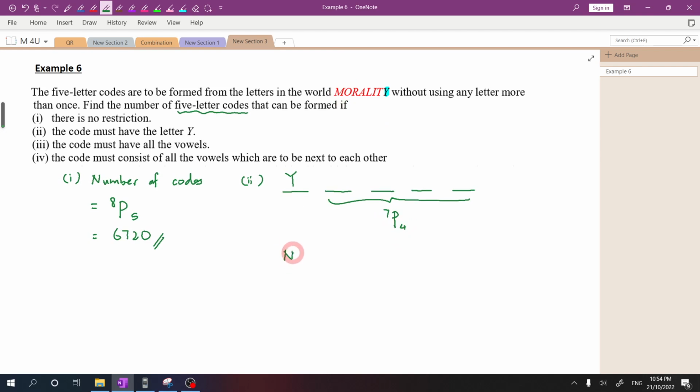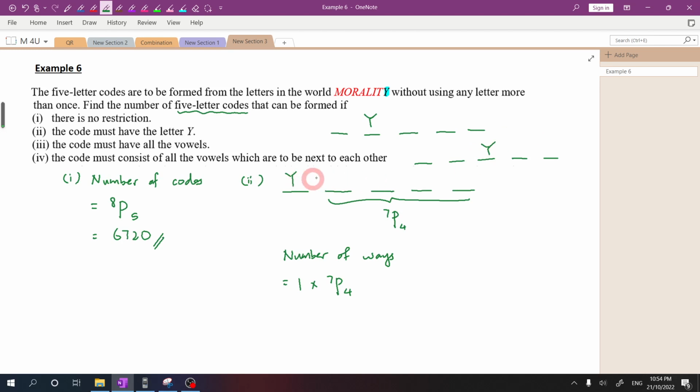Okay, so number of ways is equal to, this is y, so you can just write 1, or you can write 1P1 times 7P4. But this is not the final answer yet, because the y can be here, right? It also can be here as well, and so on.